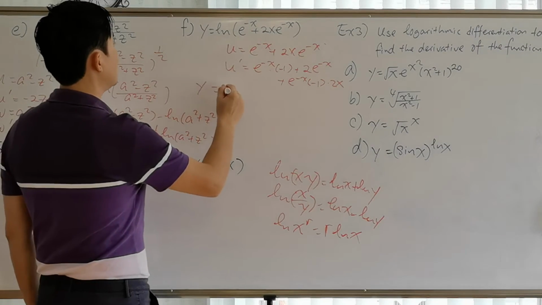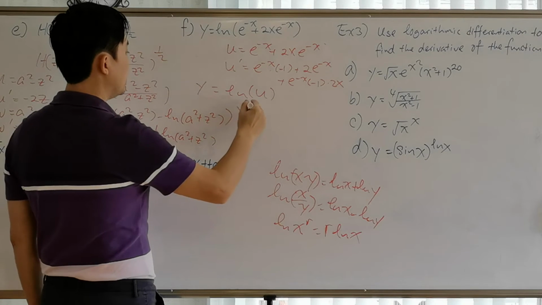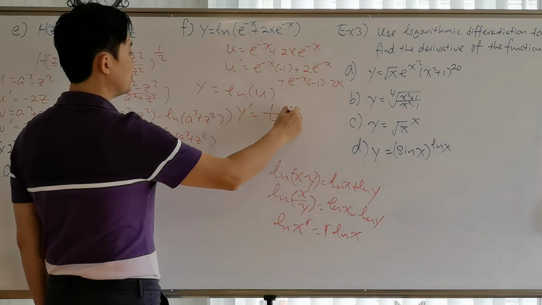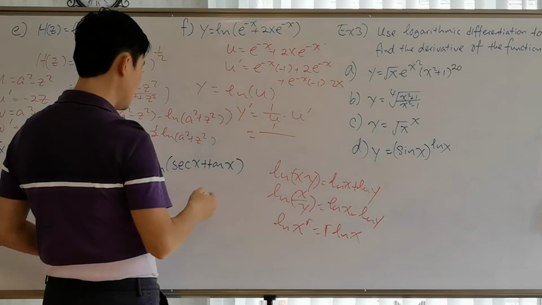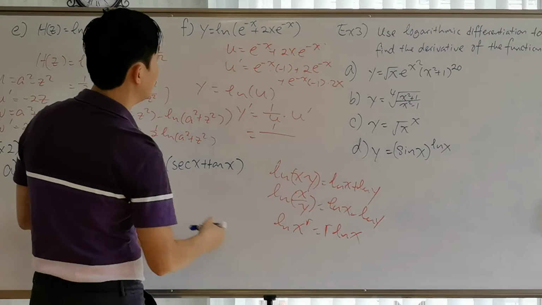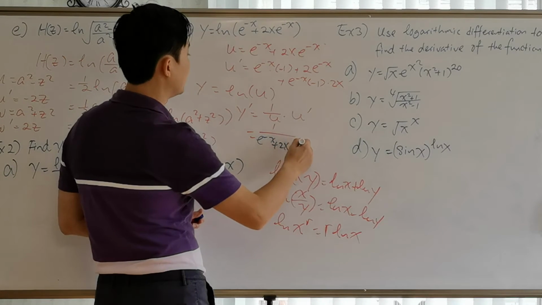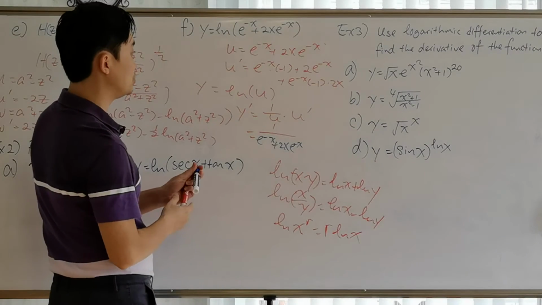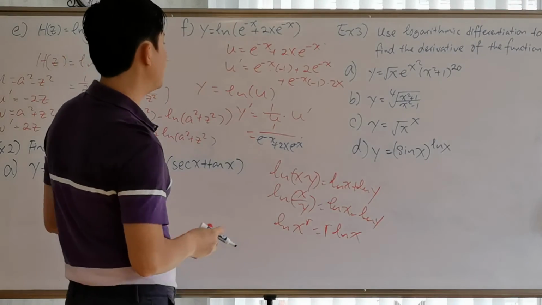Again, rewrite it. So y equals natural log of u. So y prime would be 1 over u times u prime. So it's 1 over the original function, e to the power of negative x plus 2x e to the power of negative x, and then u prime, which is this one right here. So let's see if you try to combine it.